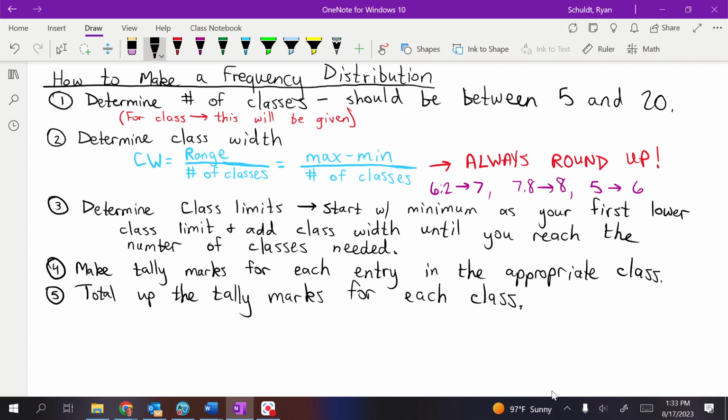These are the steps that we're going to take to make a frequency distribution. Okay, so now we're actually ready for our first example, almost. I'm going to go on and write example 1 right here.